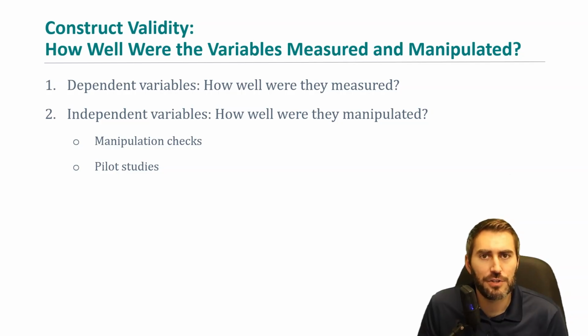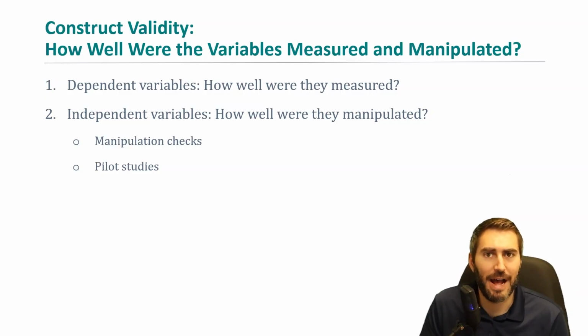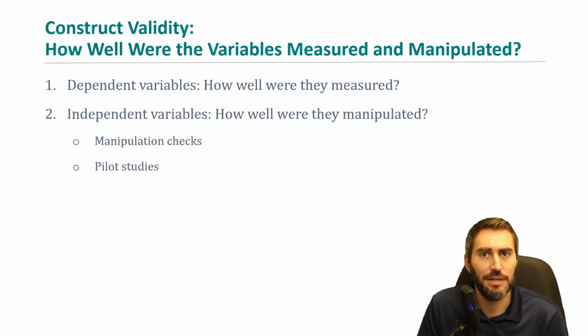To check construct validity, we look at both sides of our variables. First, look at the dependent variables. How well were they measured? For example, in our poster study, how did they calculate that inclusive climate score? Was it a valid and reliable scale? Second, look at the independent variables. How well were they manipulated?